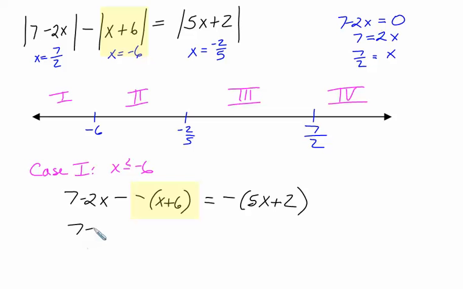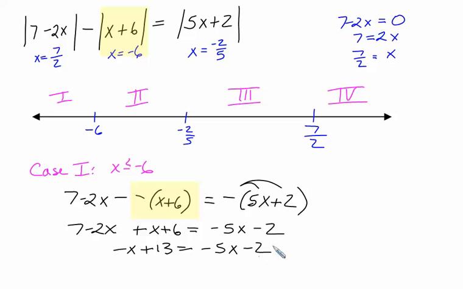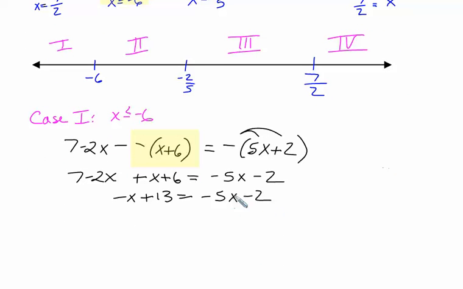So now what we're going to do is simplify and combine. The two negatives become really a positive. Over here we have to distribute our negative through inside the parentheses, so we get -5x minus 2. Combine your like terms. We have -x plus 13 is equal to -5x minus 2. To get x on one side, we'll add the 5x and subtract the 13. So 4x is -15 and x is -15/4.